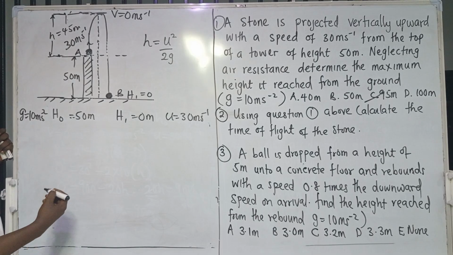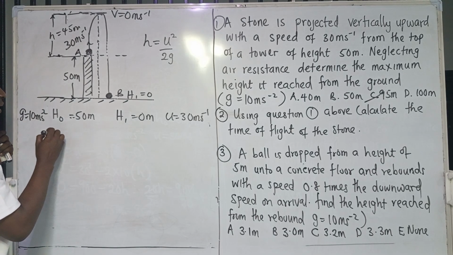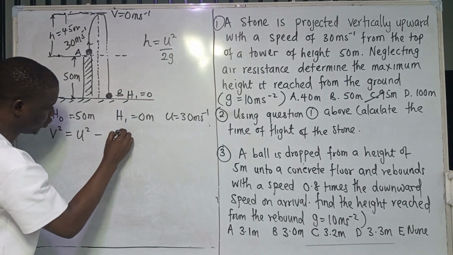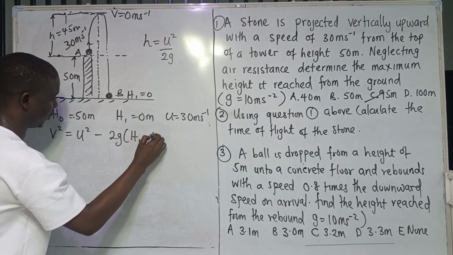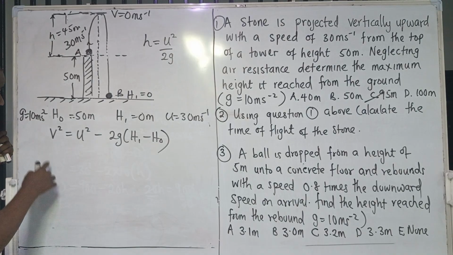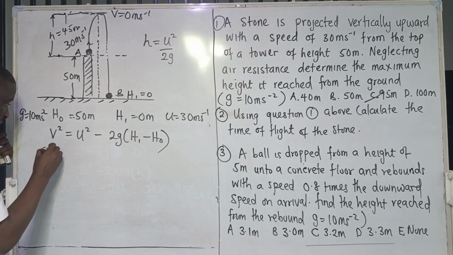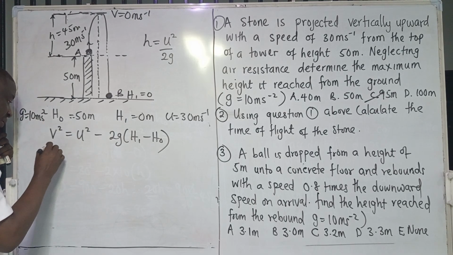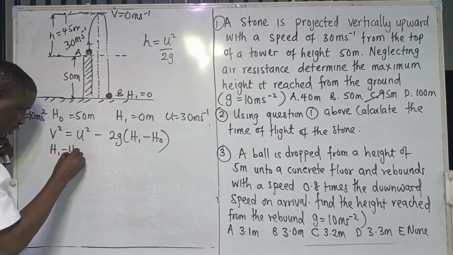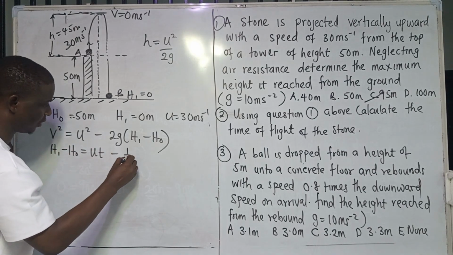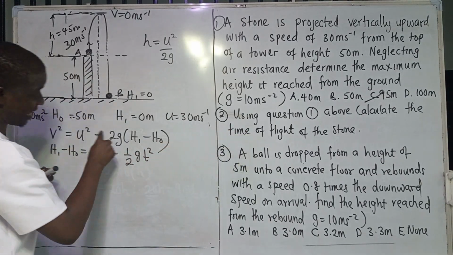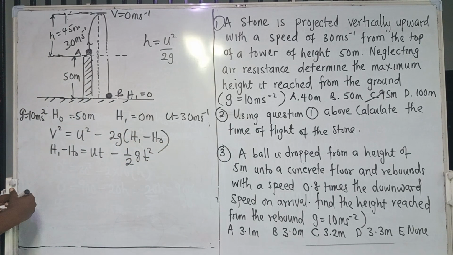What again do we need? So we are going to use V squared equals U squared minus 2G(H1 minus H0). That is the formula I'm going to use. Why is it minus? Against gravity. No, if I want to use this formula, I will not be able to get time. So let me use H1 minus H0 equals UT minus half GT squared. This one will help me get time because I'm looking for time of flight. There is no time in the other formula, so there is no manipulation about it.